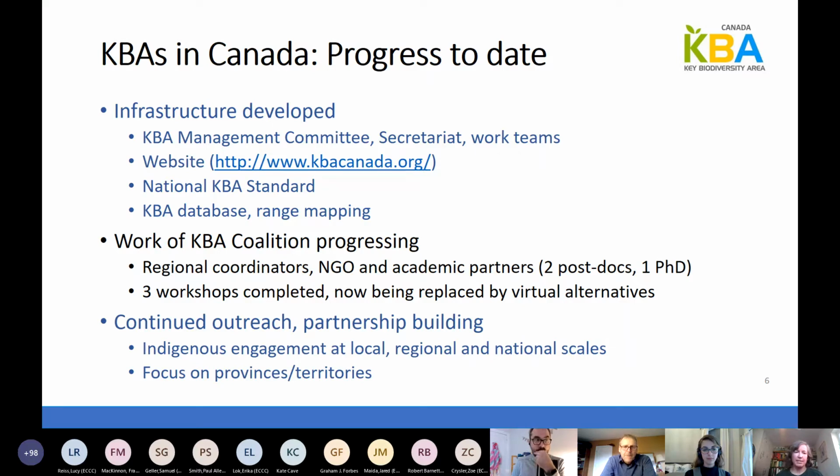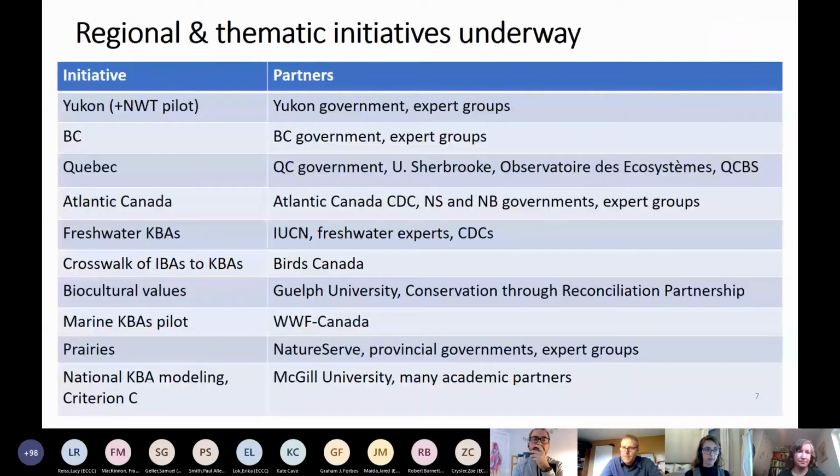There's Indigenous engagement at local, regional, and national scales. We're trying to emphasize that as much as possible and put in a lot of effort to reach out to people who have rights to the land across the country to make sure that they both know about this work far in advance of any of the work being done and can contribute as they wish. And then aside from that focus, there's a big focus on provinces and territories, which is the scale at which decisions are made in Canada.